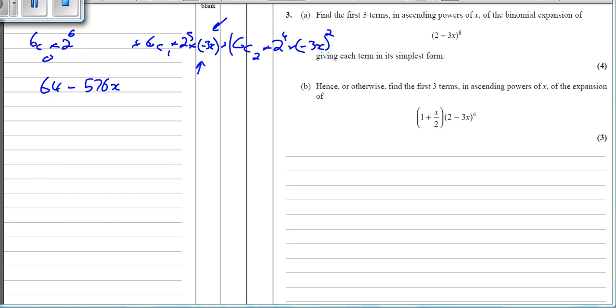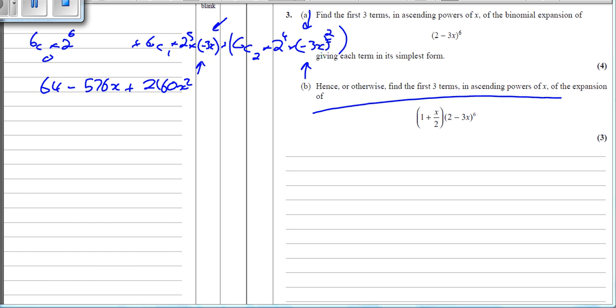Now the third term, we've got a minus, but it's going to be squared, so it's going to be plus. So we're going to do 6 choose 2 times 2 to the power of 4, and then times by this 3, but that's going to be 3 squared, so times by 3 squared. And that gives us 2,160x squared.